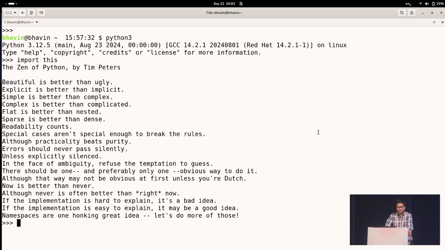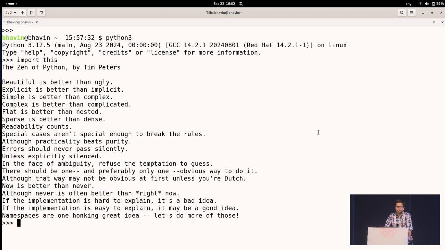Next two principles are correlated: special cases aren't special enough to break the rules. We all have this dilemma. We all think, oh, this is a special case. Let me write a new class for it. Let me write new if cases for it. Let me handle it in a different way. Just take a pause. Just think about it. Those special cases might not be that special to break the rules. But the next statement goes a little contradictory. Sometimes for a practical purpose, you might have to break those rules and go for some ignorance over there.